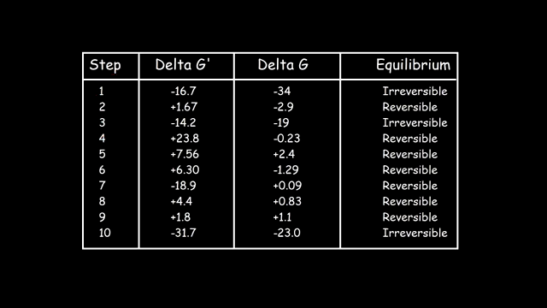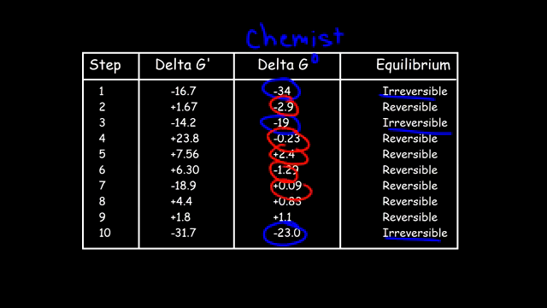let's take the chemist's view of delta G. So this is delta G naught. Notice that when you have a very high negative value, the reaction is irreversible. It's product favored. And if you look at the other values, they're very small. They could be positive or negative, and those are the reversible reactions when delta G is close to zero.